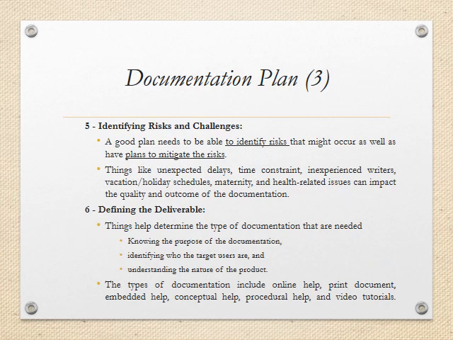Element number 5, identifying risks and challenges. Any documentation process faces some kind of risks and challenges. So a good plan needs to be able to first identify risks that might occur, as well as have plans to mitigate the risks. فهنا in general we have two things we have to follow. First, we have to follow the risk prediction approach, and second thing, we have risk mitigation or plan to avoid a risk اللي هو بنسميه risk avoidance.